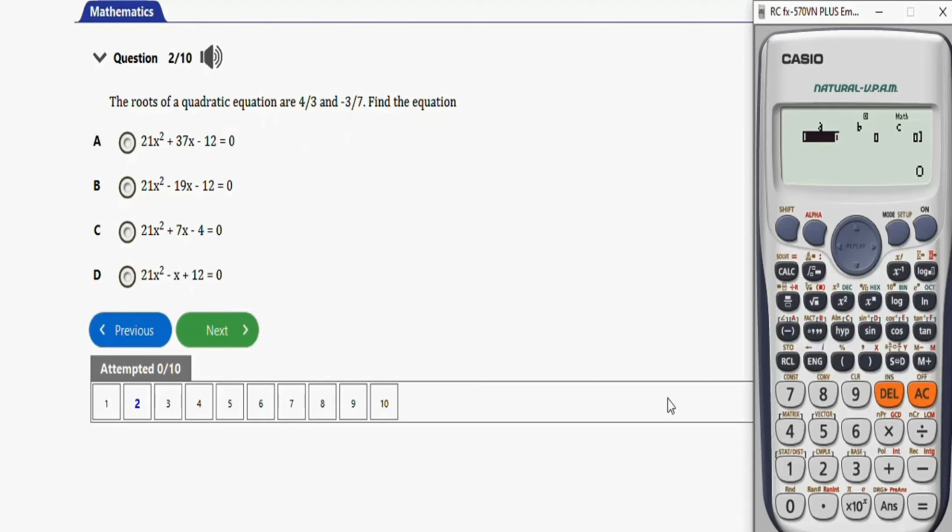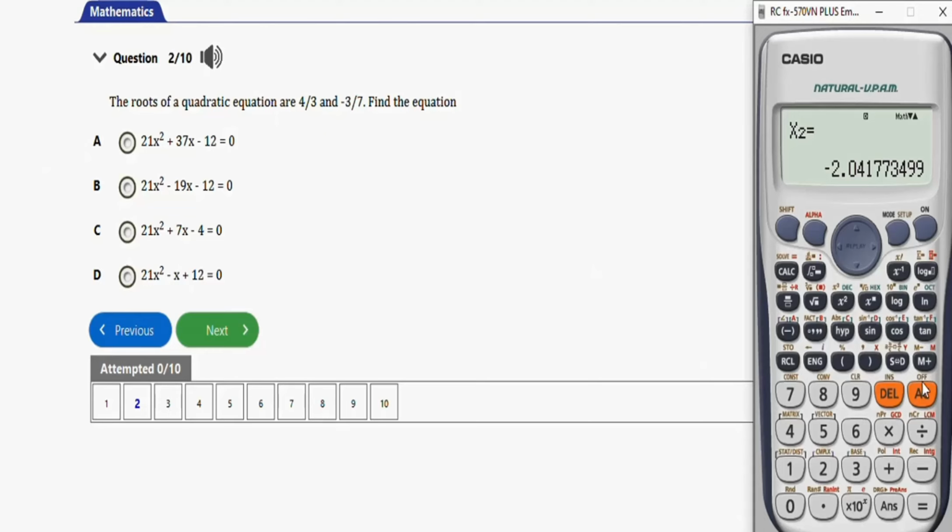Let's begin with option A. We have 21 as our a, then our b will be 37, the coefficient of x is 37, then the constant is minus 12 for option A. Let's see if it's going to give the roots 4 over 3 and minus 3 over 7. No, this is not the right option.